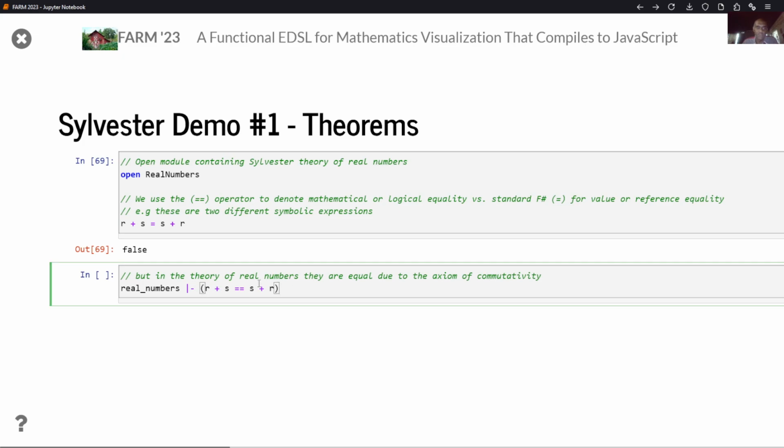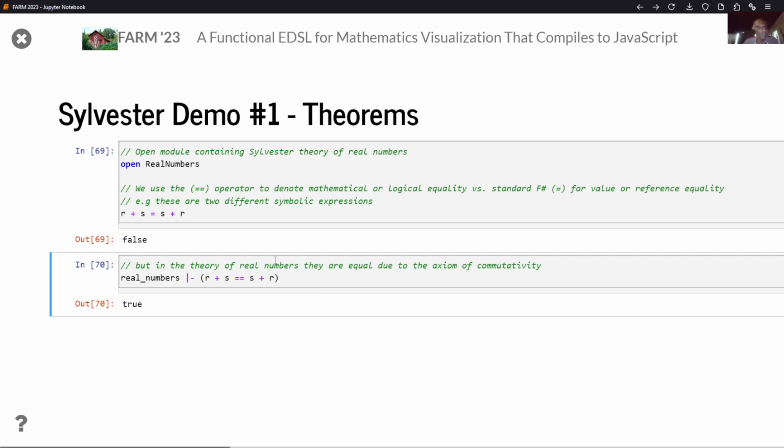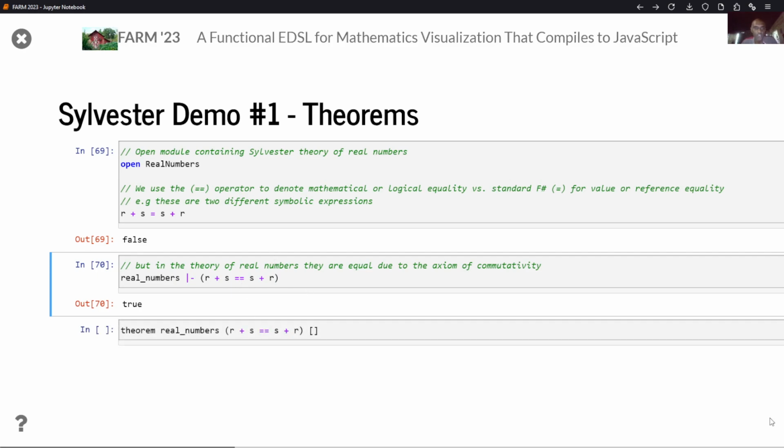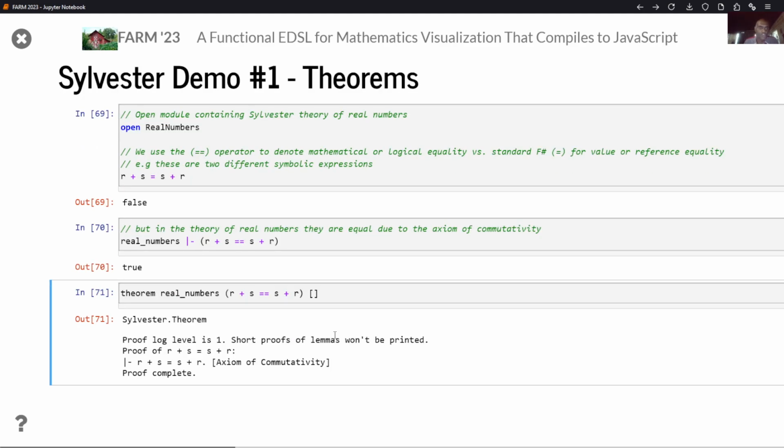So what we can do in Sylvester is express whether or not our real number theory says that this particular expression is equal. And in this case, it actually is. So this is true axiomatically. If we try to just create a theorem from this expression, then yes, this is true axiomatically. Sylvester tells us this is true because of the theory, the axiom of commutativity.